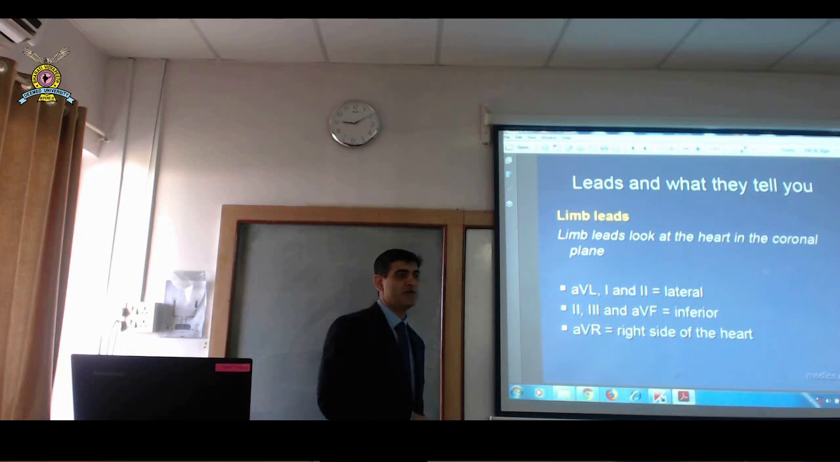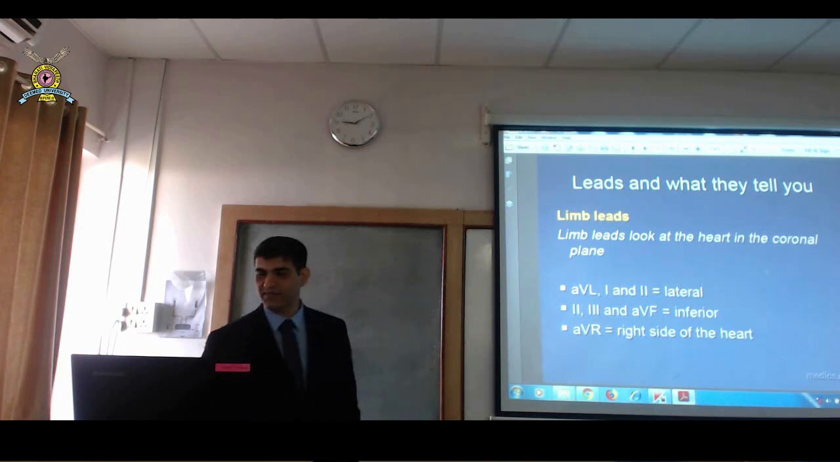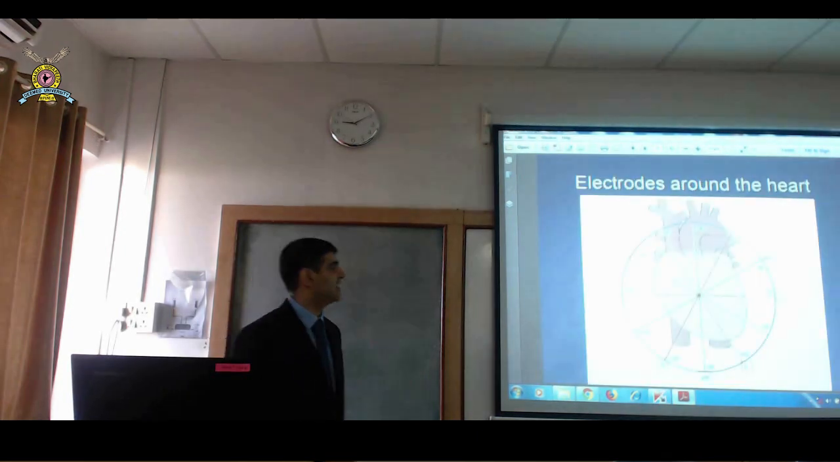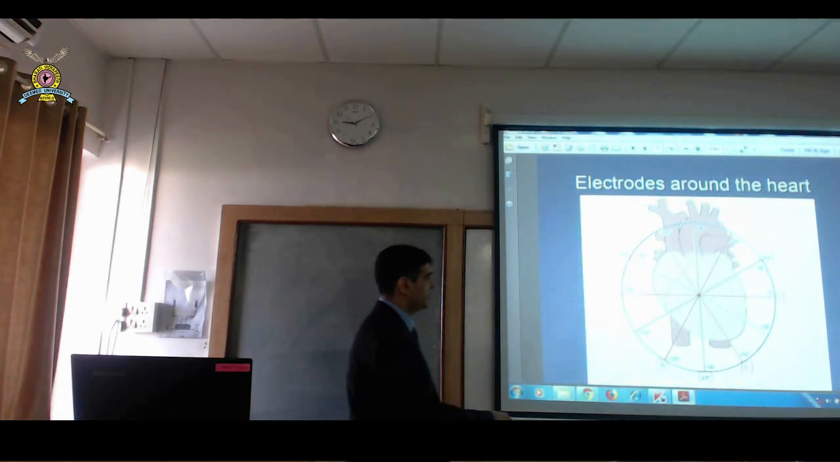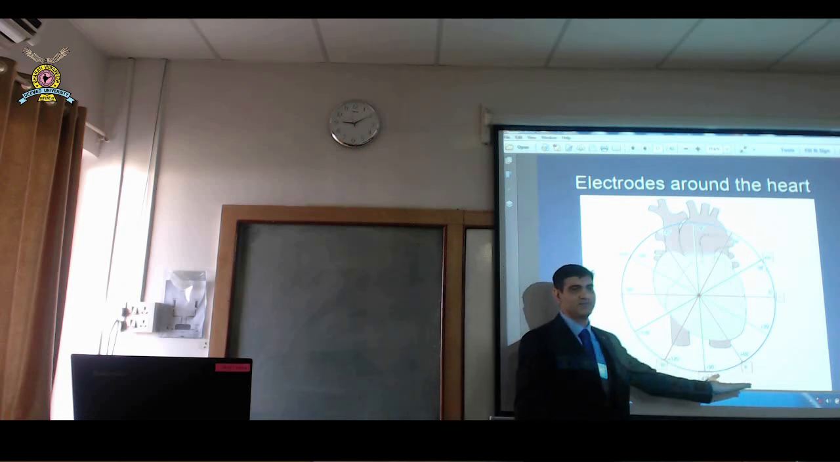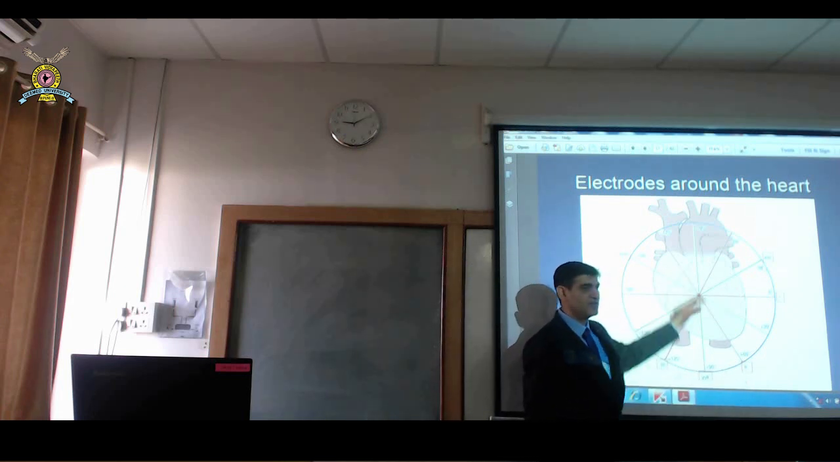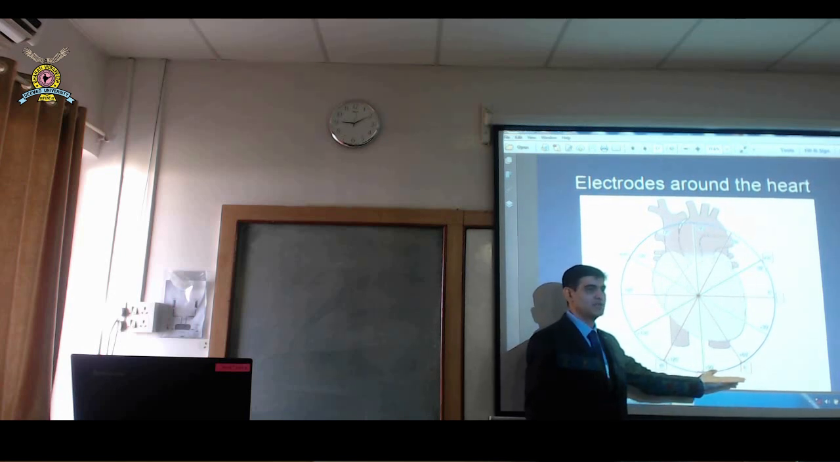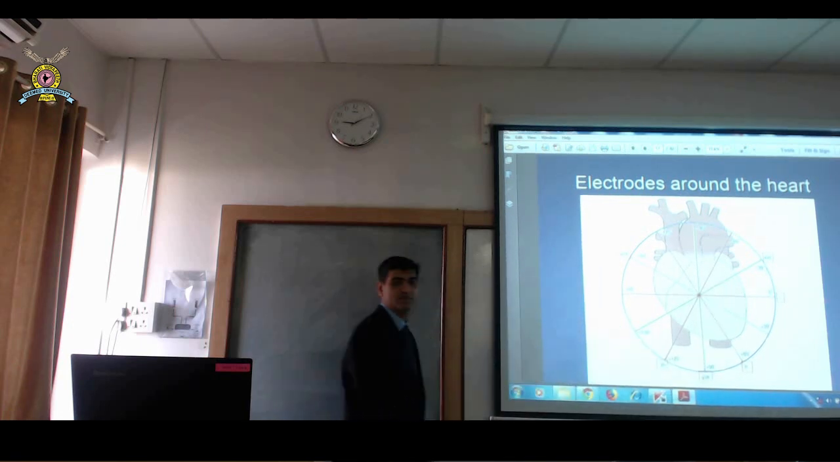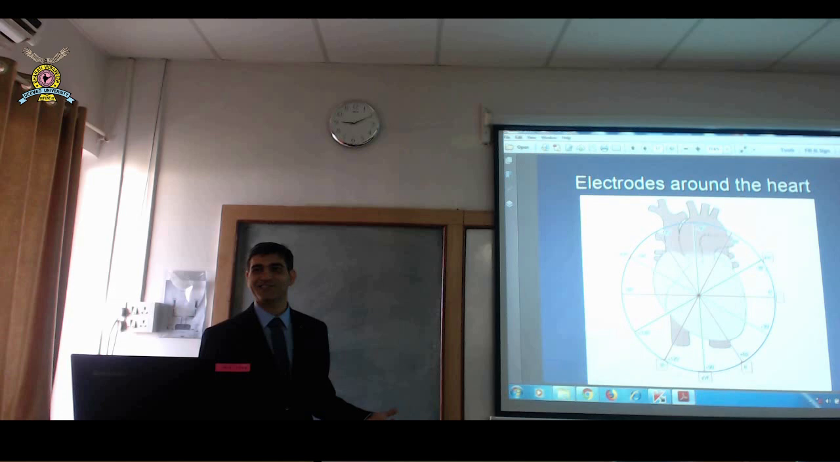Why did it come that way? Because of this diagram. So you just have to remember this diagram, right? 2, 3, AVF. Where are they located? Inferior. So this is the heart. They are located on the lower aspect, so 2, 3, AVF is going to be inferior. 1 and AVL, where are they located? Lateral. That's why it's lateral.